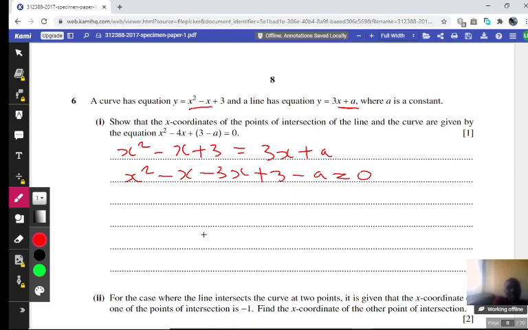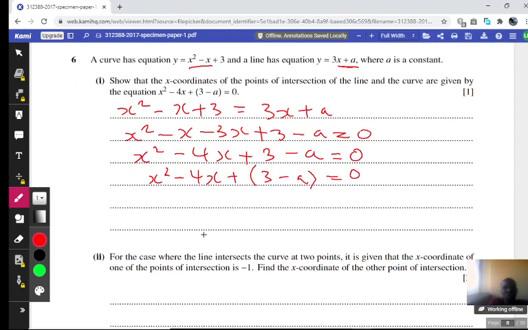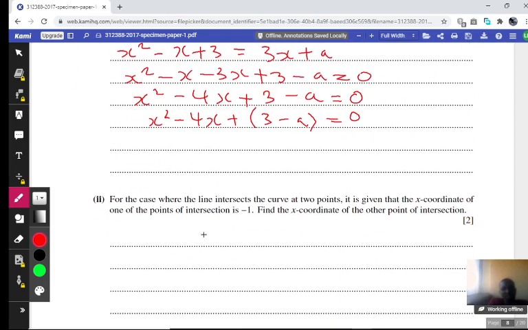Right, minus x minus 3x is minus 4x. So it will become x squared minus 4x plus 3 minus a is equal to 0. Right, so now we've shown it, but let me put in brackets what is there, so that it will just be exactly the same: x squared minus 4x plus 3 minus a is equal to 0. So you can conclude that we have proved that.